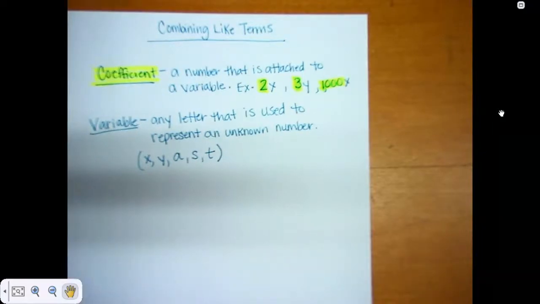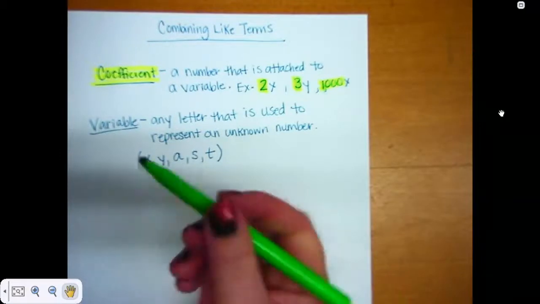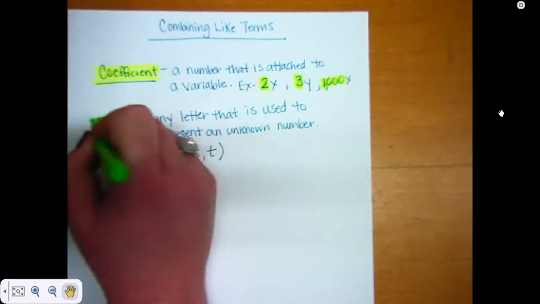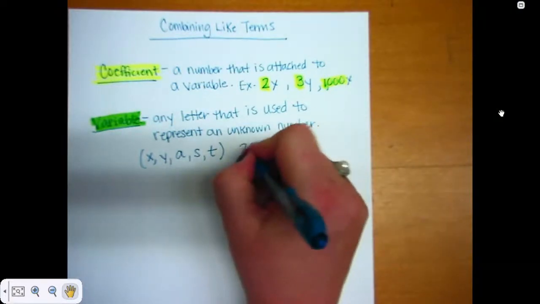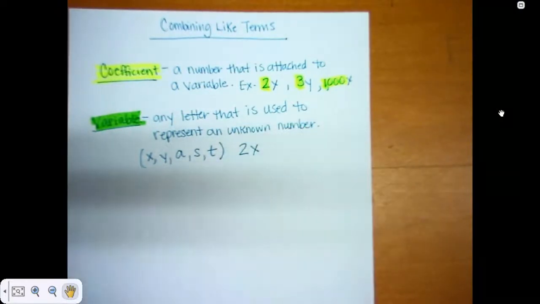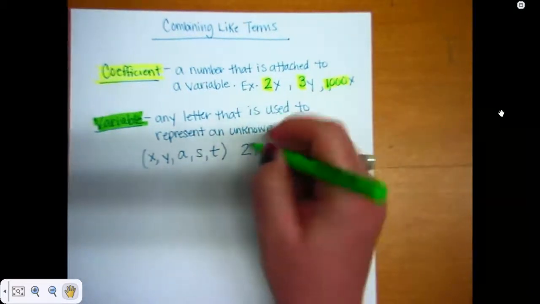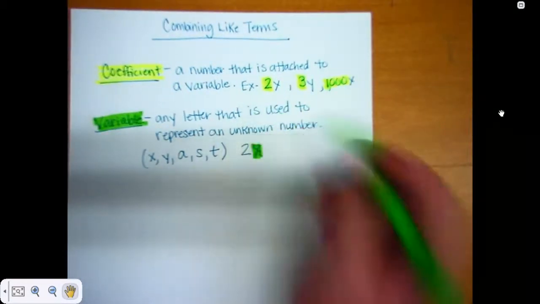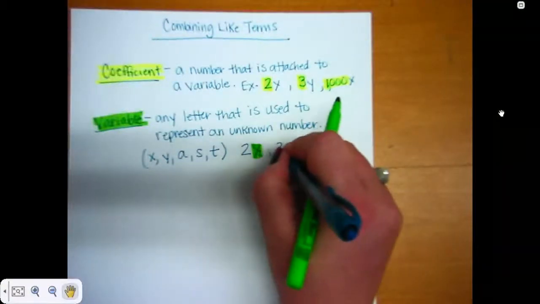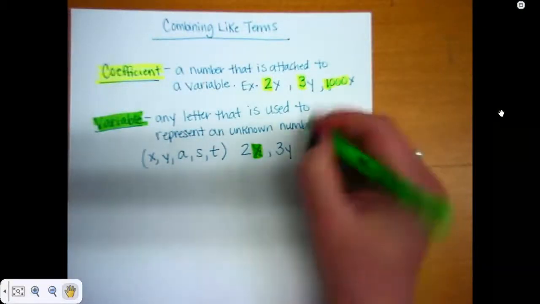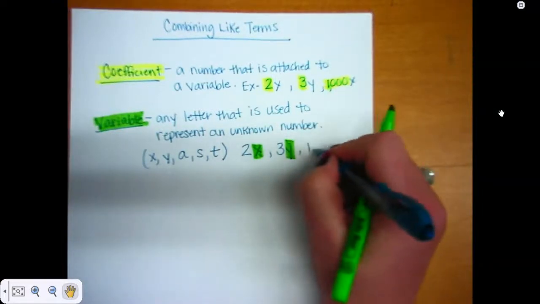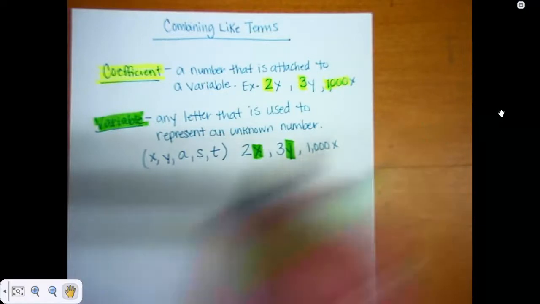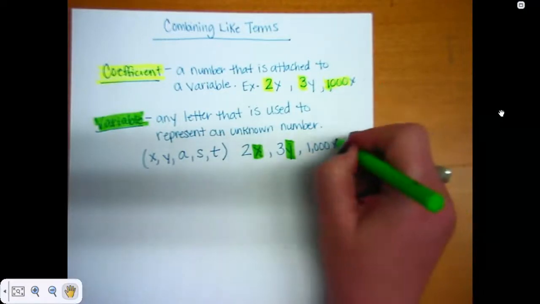So if you had, let's do variables in green, if you had 2x, your variable would be x. If you had 3y, your variable is y. And if you had 1000x, your variable would be still x.